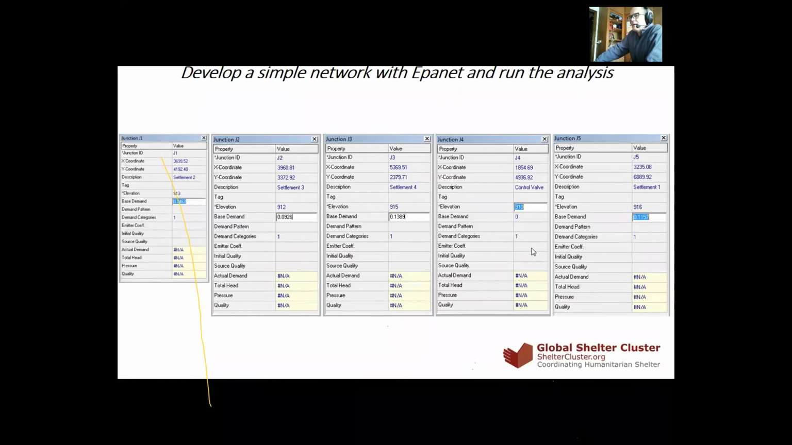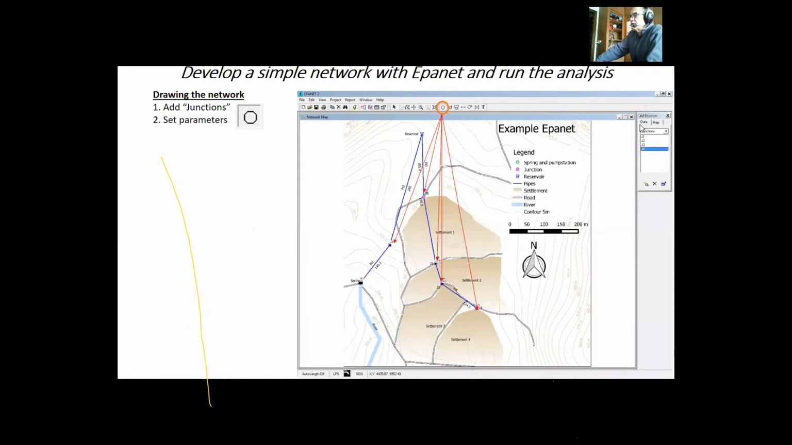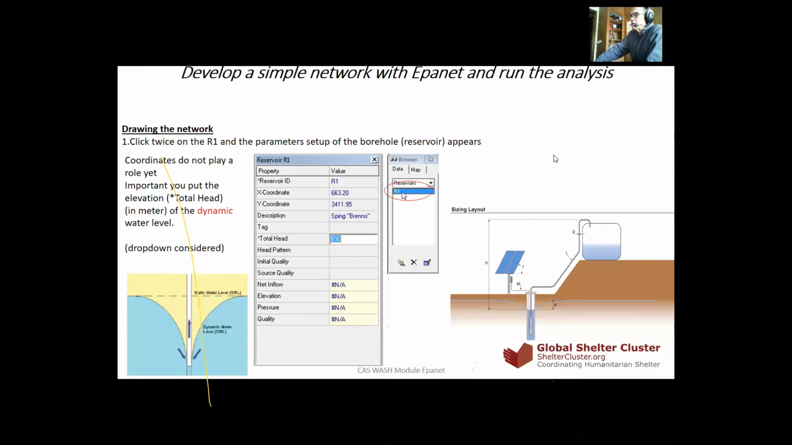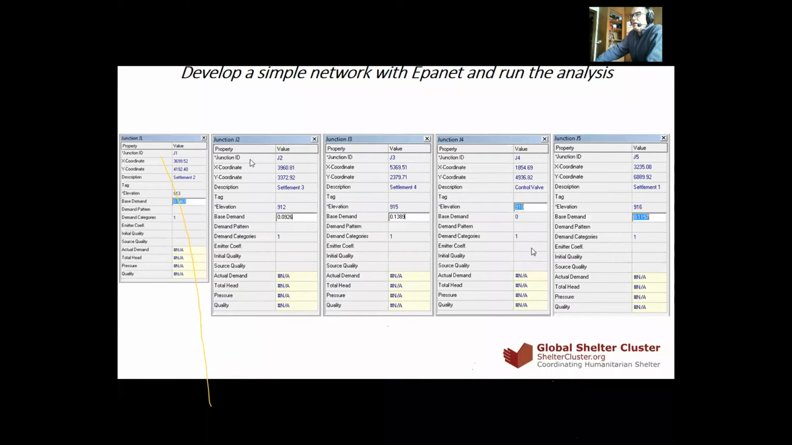So here you see, again, the same system, you have the data on the right. You click on junction 1, or junction 4, and then this will appear and you give the parameters. The name you can change. Elevation you give manually, and base demand. That's all you need for the junction. Again, if there is no demand, this is 0. If water is going in, the demand is negative.